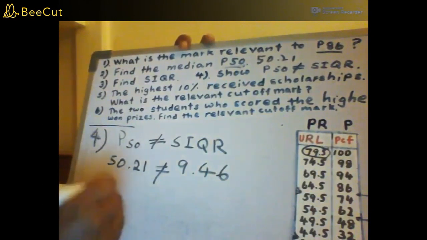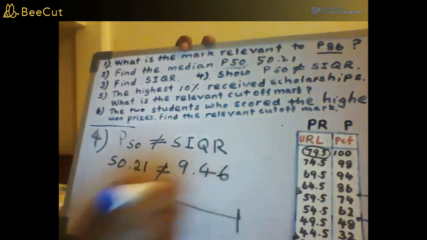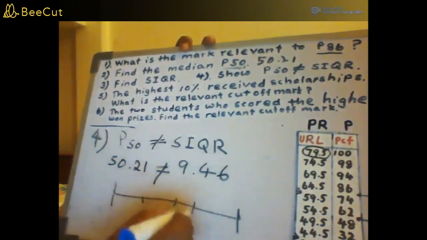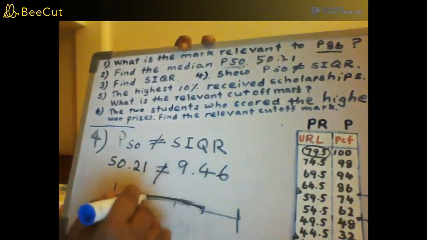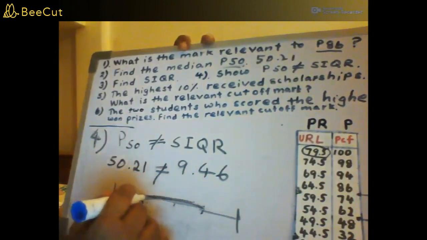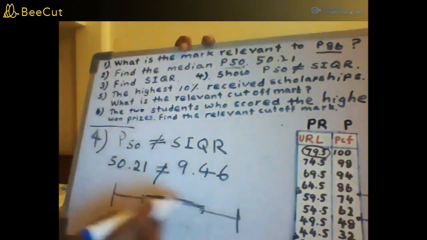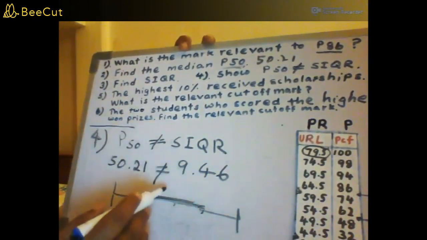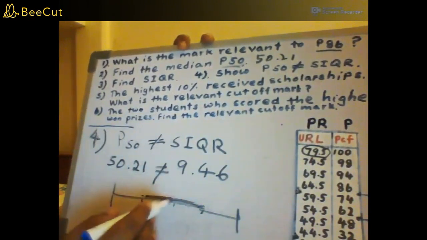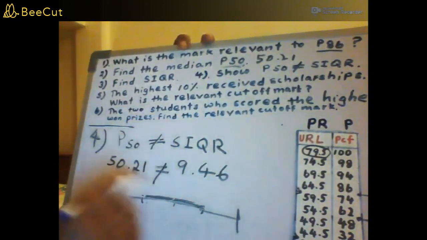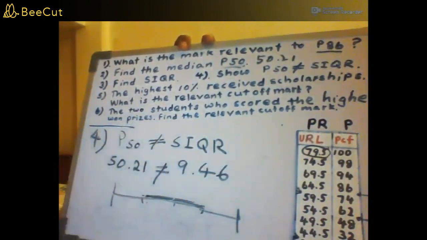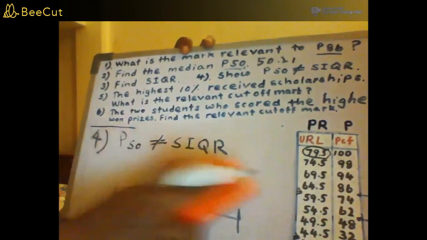Right? Now in this one, we said SIQR like this, no? IQR and half is SIQR, but SIQR does not equal P50. It's a theory.